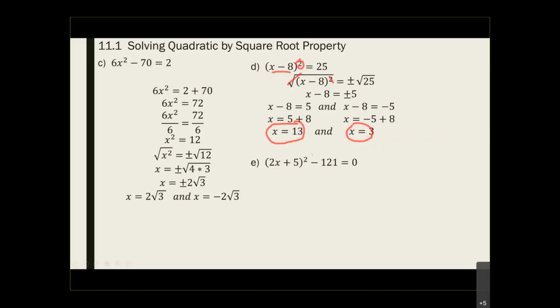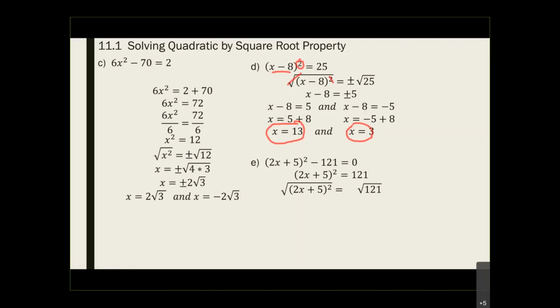Similar to your radical in chapter 7, your square item here has to be isolated. Last time I wrote x squared, but any square item has to be isolated. And how can I make it isolated? With negative 121, I have to add 121 to the other side. Then what I need to do is take a square root on both sides.